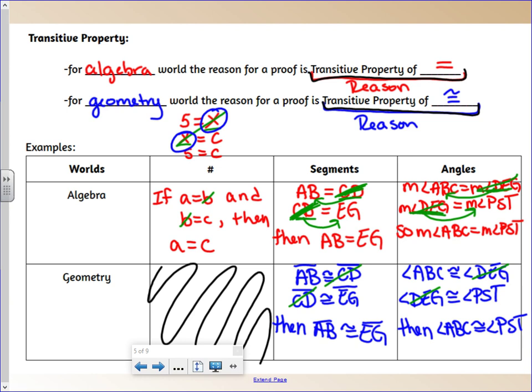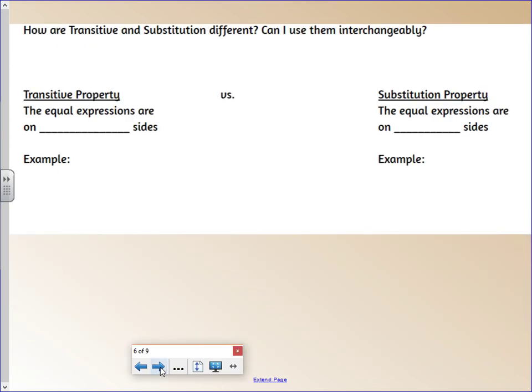So we need to make sure we understand the difference of what transitive looks like in a proof and what substitution looks like in a proof. So for transitive property, the equal expressions, so the ones that are linking them, are going to be on opposite sides. For example, if I'm given that AB plus BC equals AC, and I'm also given that DE is equal to AB plus BC, I'm going to need to write a conclusion for this.